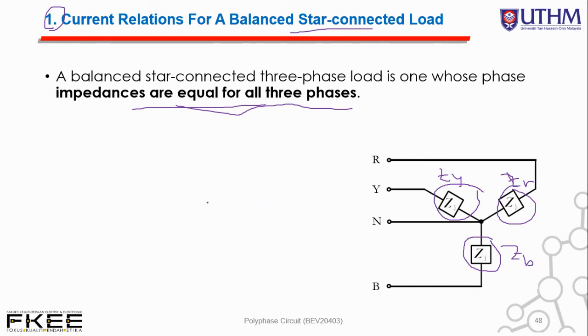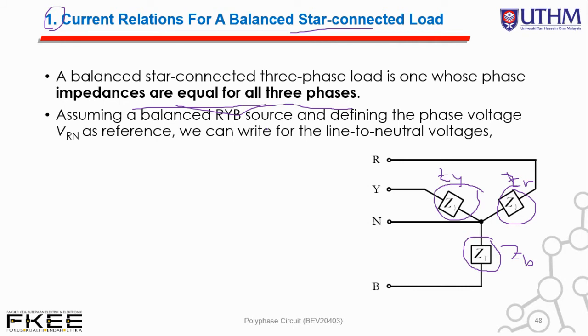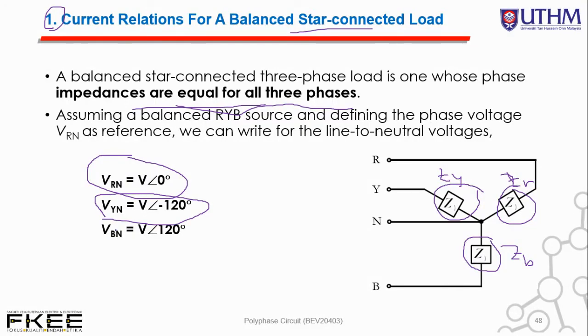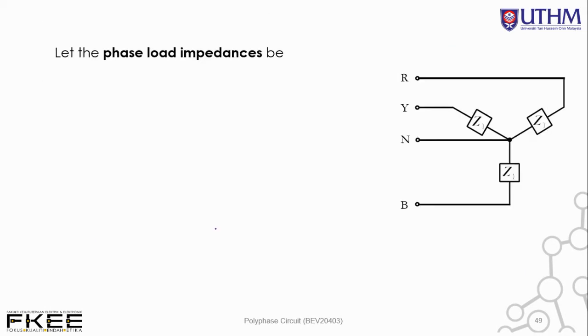Assuming a balanced RYB source and defining the phase voltage VRN as reference, we can write the line to neutral voltages VRN, again the reference, VYN, the second phase, and VBN. I believe you are very much familiar with this relationship. We consider the phase load impedance ZRN equal to ZYN equal to ZBN, where this is actually equal to Z, the magnitude of Z with its theta angle.